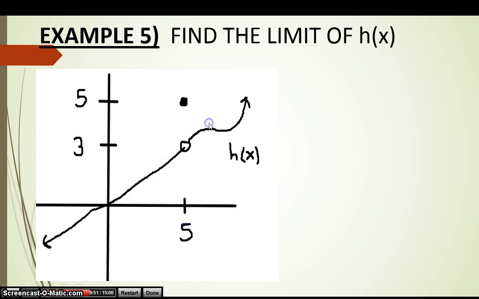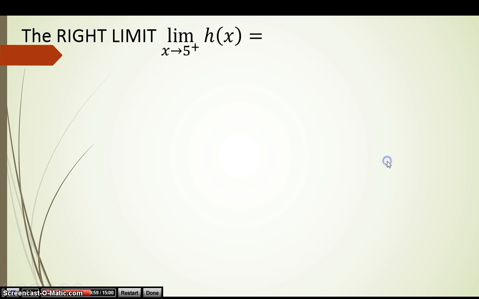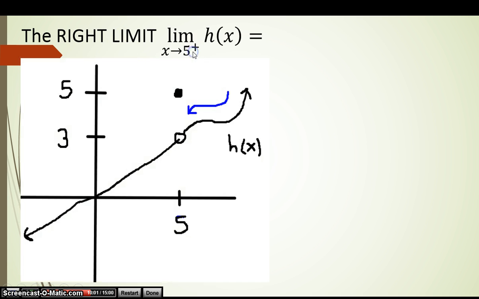Example 5. Find the limit of h of x. All right, same deal. Find the limit from the right. So, from the right, as x approaches 5, it looks to me like the height would be 3, right? The height is 3.